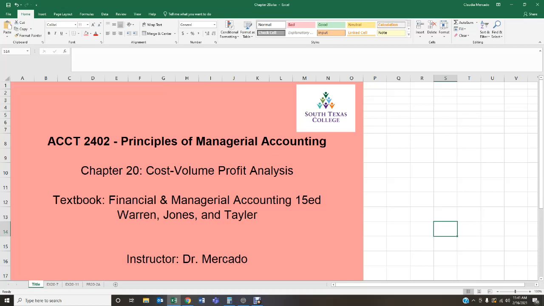Another key point covered in this chapter is the break-even point. This is the point at which a business's revenues exactly equal costs. So you might hear all the time, well, what's my break-even? At that break-even point, you're not making any money. You're just covering your costs. So your revenues equal your cost. That is your break-even.